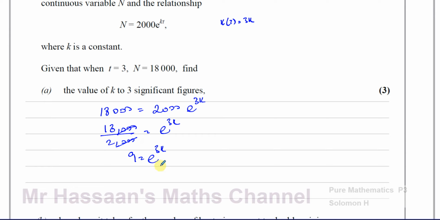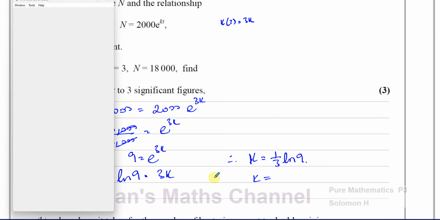If I take ln of both sides, I'll end up with the ln of 9 equals 3k. So therefore k is equal to 1/3 of ln 9. This would be the exact value of k, but they want the value of k to 3 significant figures. So I'm going to leave this written in this form, so for future use I'll have the exact value. But now I'm also going to write down the value to 3 significant figures.